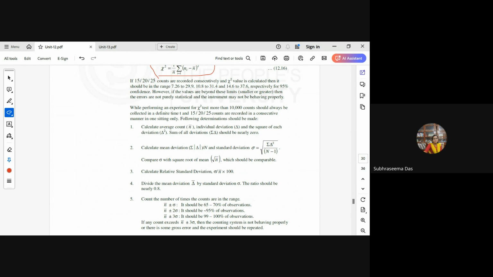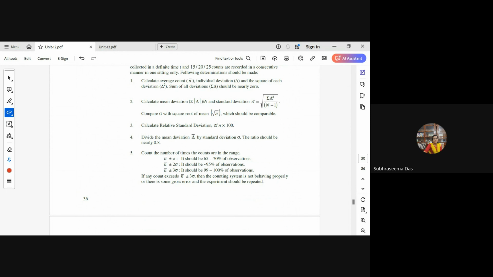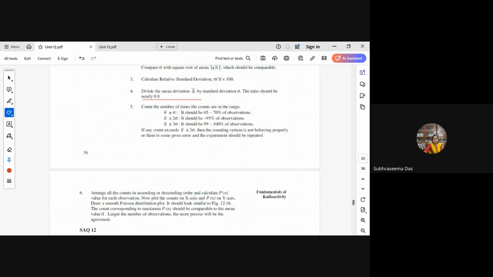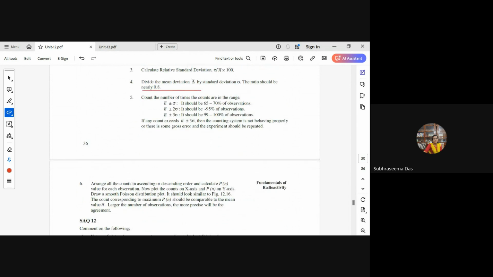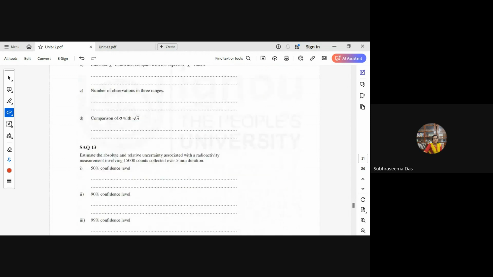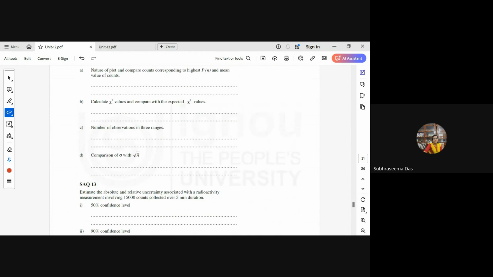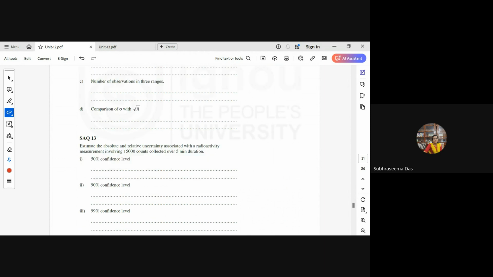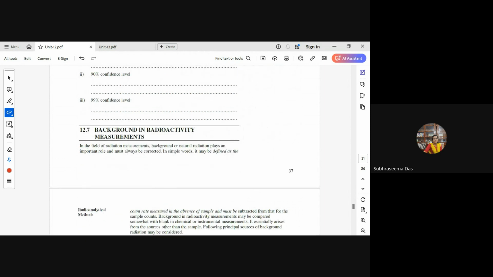The calculation of mean deviation and standard deviation should be made. The relative standard deviation should be done. The mean deviation should be divided by 0.8, and then the number of lines should be counted. Finally, the larger the number of observations made, the more precise will be the agreement to the original data. Hence it is always advisable to make a large number of observations in order to make the minimum number of errors.